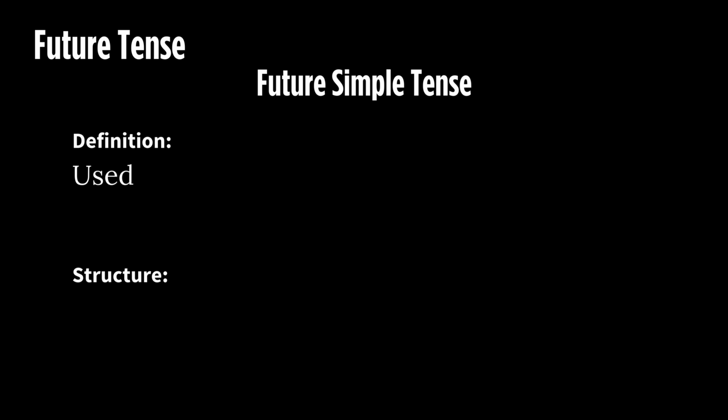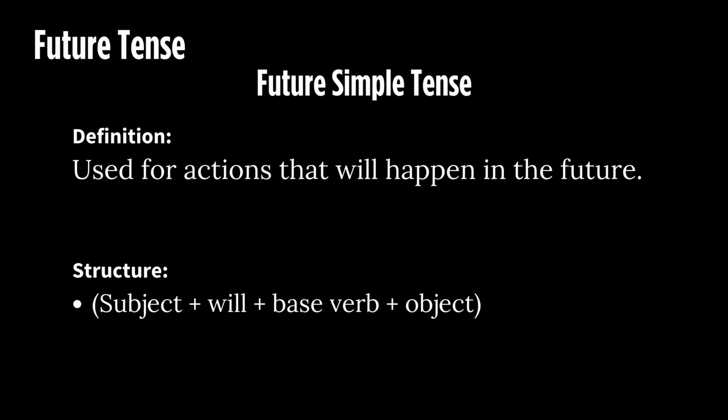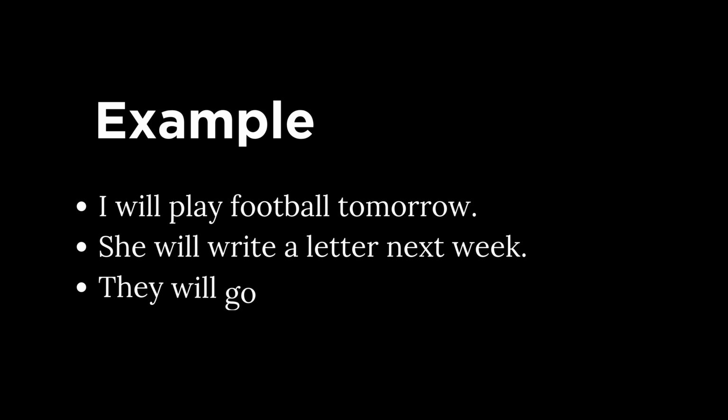Future tense, future simple tense, definition: used for actions that will happen in the future. Structure: subject plus will plus base verb plus object. Examples: I will play football tomorrow. She will write a letter next week. They will go to school next year.